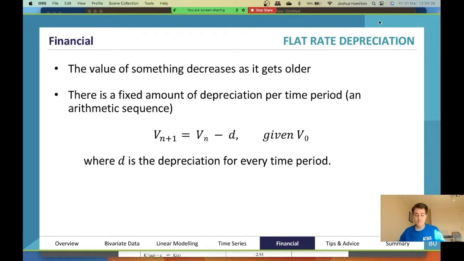So now let's look at flat rate depreciation. This is sort of like simple depreciation, but you just get given a value usually. Again, it's the same thing as simple interest in that it's like a percentage of the original price, but usually you're just given a value. So you go VN, take D.